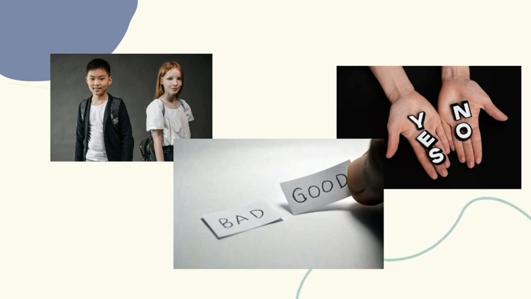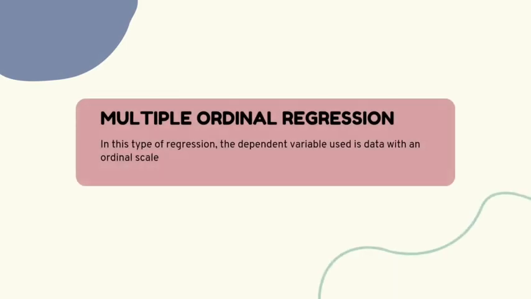Two methods that are often used in multiple regression are the logit and probit methods. Second is multiple ordinal regression. In this type of regression, the dependent variable used is data with an ordinal scale.